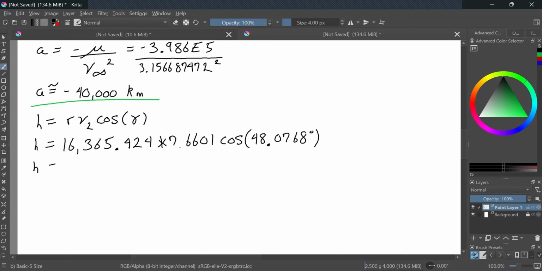For a value of 83,757.78785 kilometers squared. That is really a long tail on mine too. Hang on. Oh, God. Squared per second.